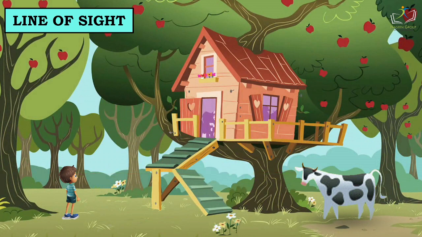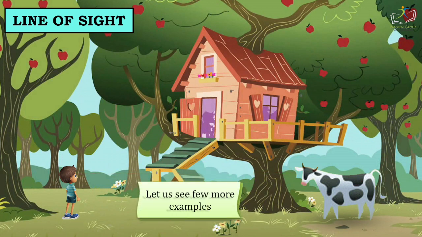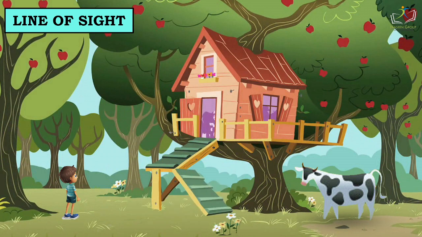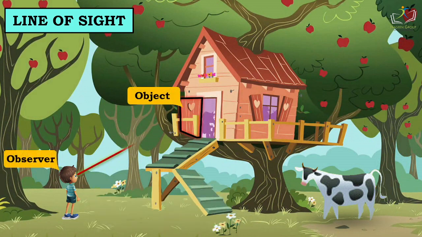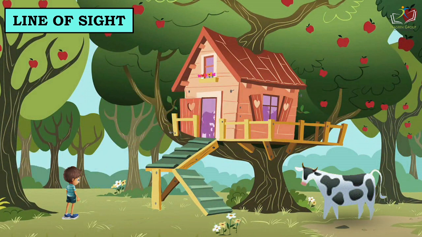Now, here, let us see some more examples. Let us see here, observe the door. अब हम क्या करते हैं? Door को observe करते हैं. Door of the tree house. This is observer, object. So this line, imaginary line that we call here, क्या बोलेंगे इसको? Line of sight. Absolutely right, friends. Now next we are observing now flower. अब हम flowers को देखते हैं.